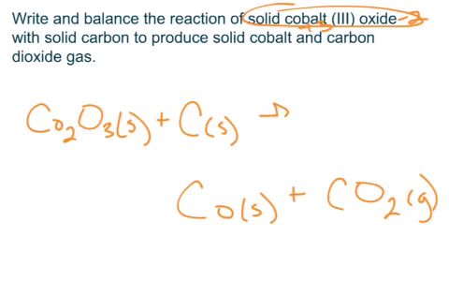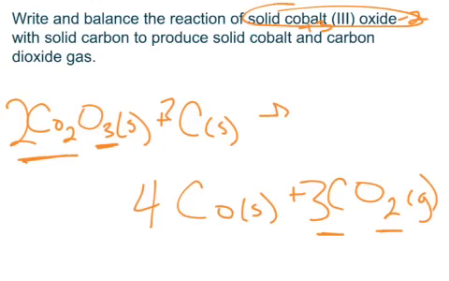Let's see, what would be the easiest thing? We have a situation here where we have an odd and an even number. So the easiest way to fix that is with a common multiple. So I'll put a 2 here to make 6 oxygens, put a 3 here to make 6 oxygens on the right. That made 4 cobalt, so I put a 4 here. And we have 3 carbons, so you put a 3 here. So it's 2, 3, 4, 3.